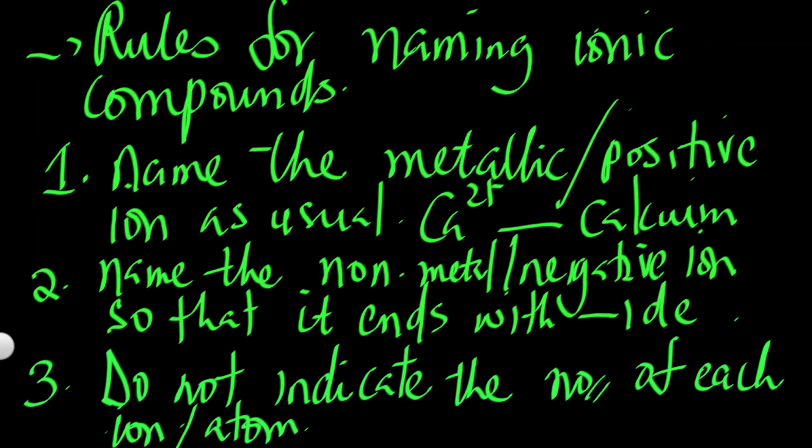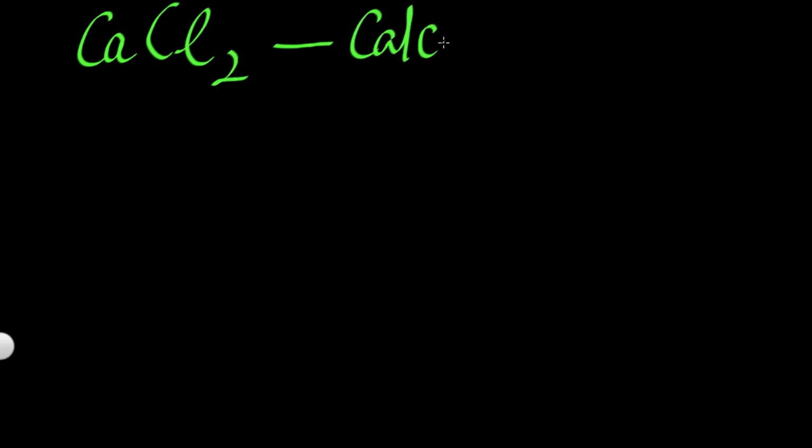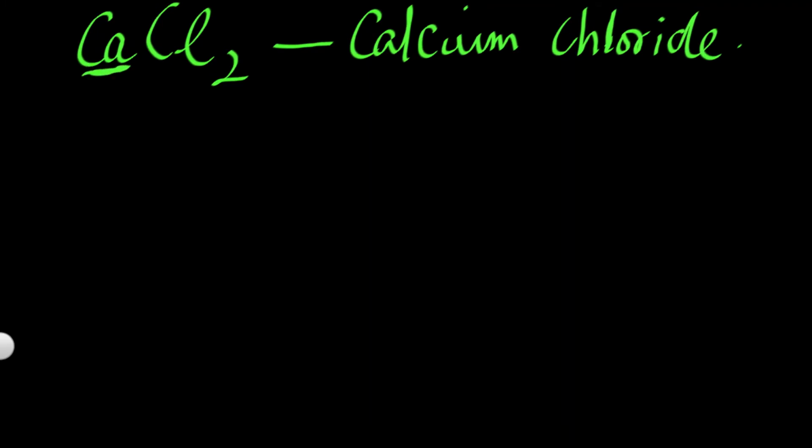So I'm going to write what I will call ionic compounds. I'm going to start with CaCl2. We call this calcium chloride. Calcium is the metallic part, and we just name it like that. But the chlorine part, although we have 2 chloride ions, we don't indicate the number. We just say it's a chloride. It now ends with IDE.